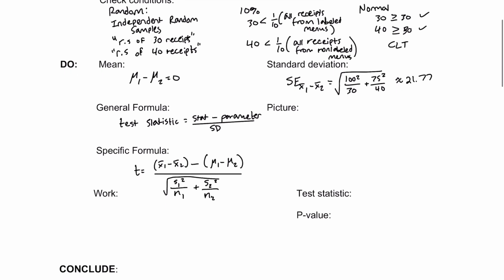Okay, so then to do our work for our t statistic, remember our statistic, because we wrote it up during the states section, is negative 40, minus the mean of our distribution, which is 0, because that's our null hypothesis, over 21.77. So that gives us a t-score of about negative 1.84, which is also our test statistic, so I'm also going to put this here.